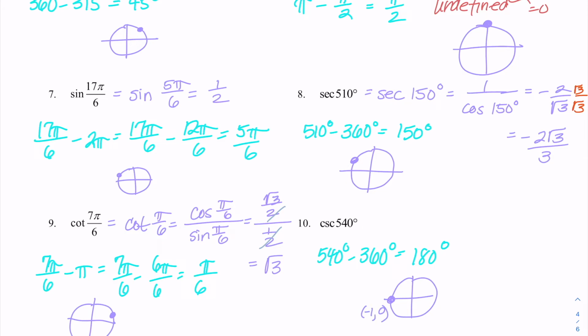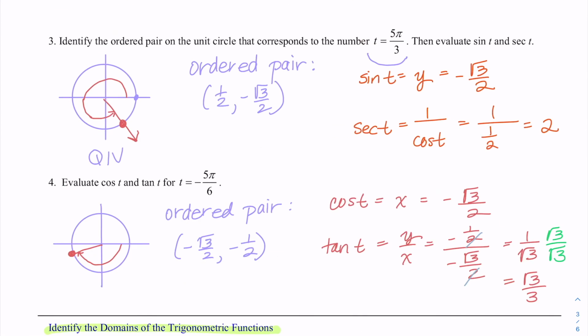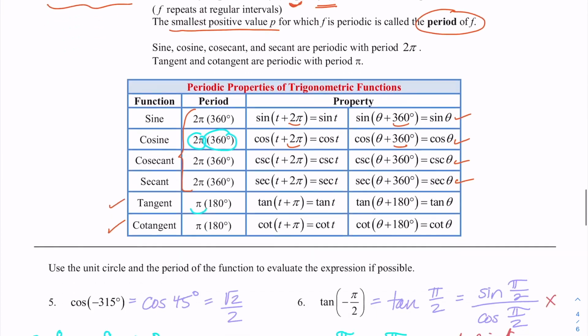So let's see what we have. The cosecant is 1. Whoops. So this is equal to the cosecant of 180 degrees, which is 1 divided by the sine of 180 degrees. And as you can see, that is equal to 0. So this is undefined.